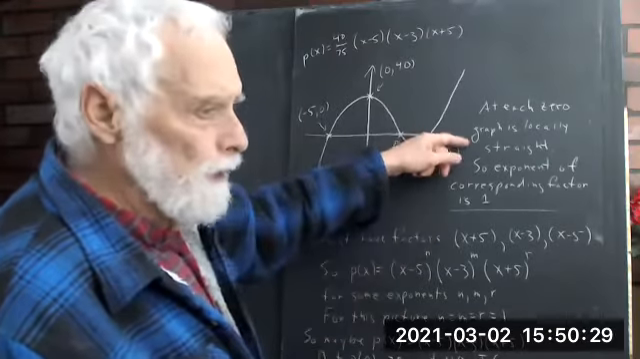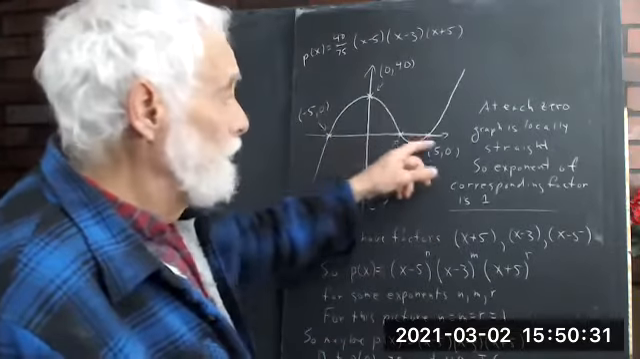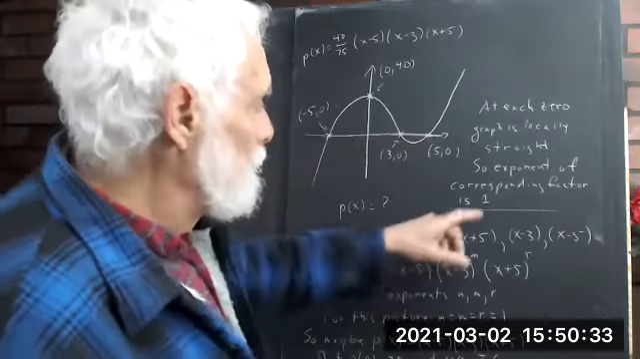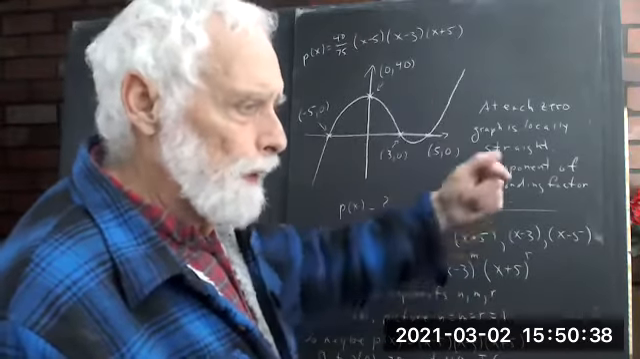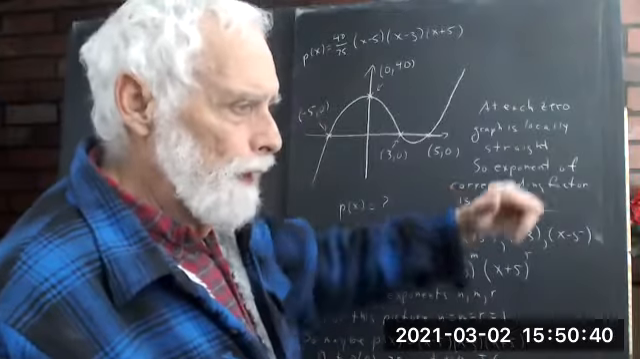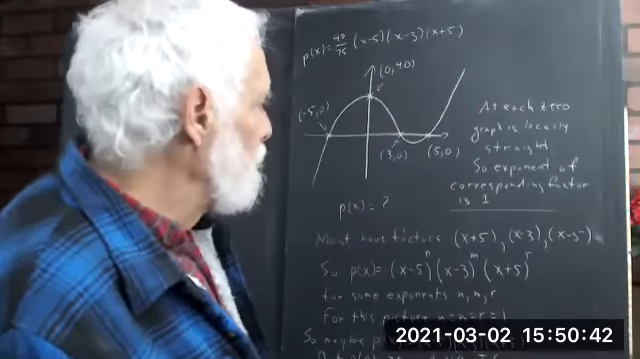Well, since the graph is locally straight through each zero, the exponent of the corresponding factor is 1. If it was 2, it would be parabolic. If it was 3, you'd have a cubic looking graph.